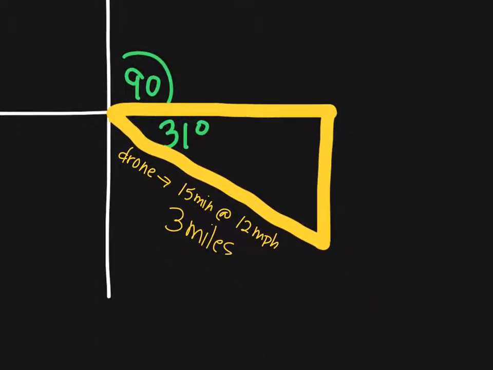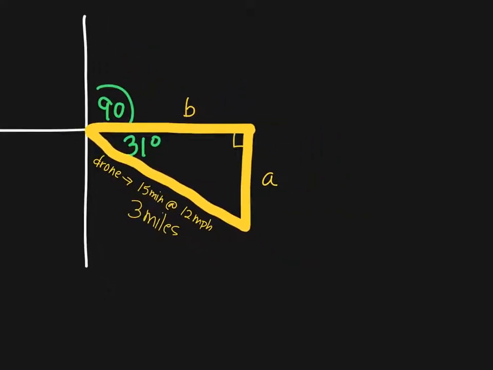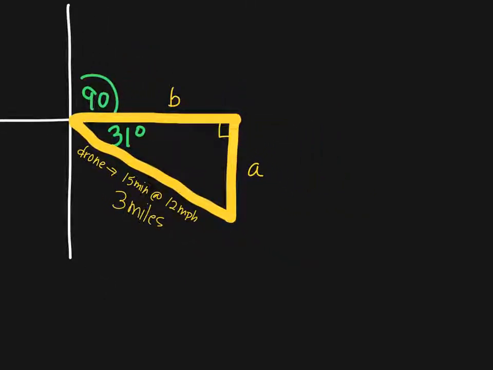We do not know the B side. We do not know the A side. But we can figure them out using SOHCAHTOA. So if I needed SOHCAHTOA, I would set up a sine for A and cosine for B.